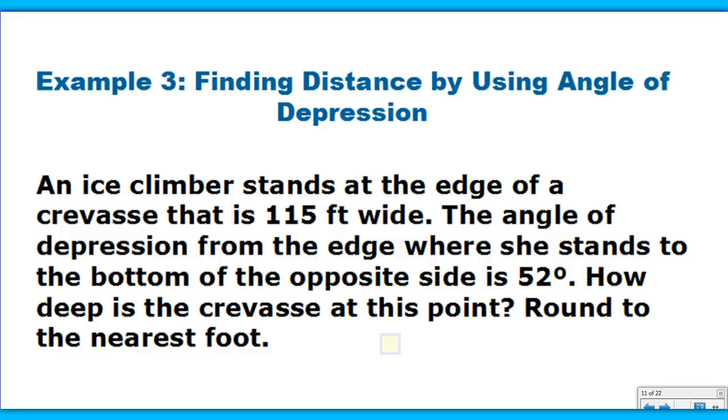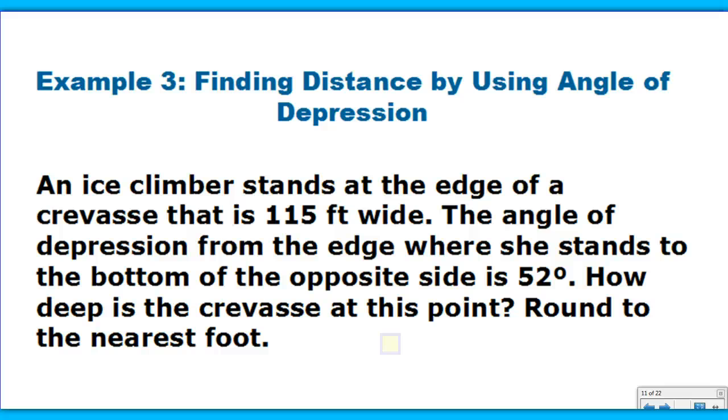An ice climber stands at the edge of a crevice that is 115 feet wide. The angle of depression from the edge where she stands to the bottom of the opposite side is 52 degrees. How deep is the crevasse at this point? Round to the nearest foot.